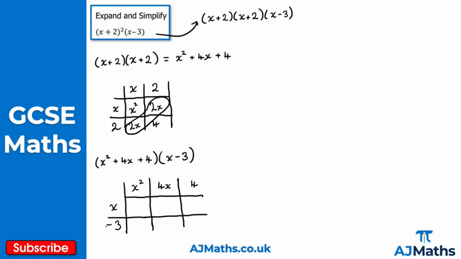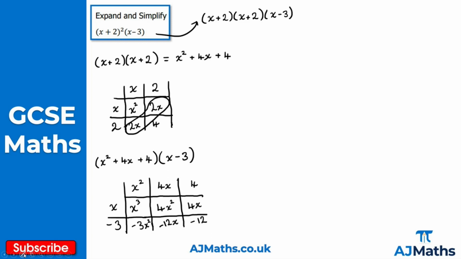Okay. So now what we need to do is find the multiplications here. So x times x squared would give me x cubed. x times 4x would give me 4x squared. And then x times 4 would give me 4x. We've then got minus 3 times x squared, so that's minus 3x squared. We've then got minus 3 times 4x, that's minus 12x. And then finally, minus 3 times 4, which gives us minus 12.